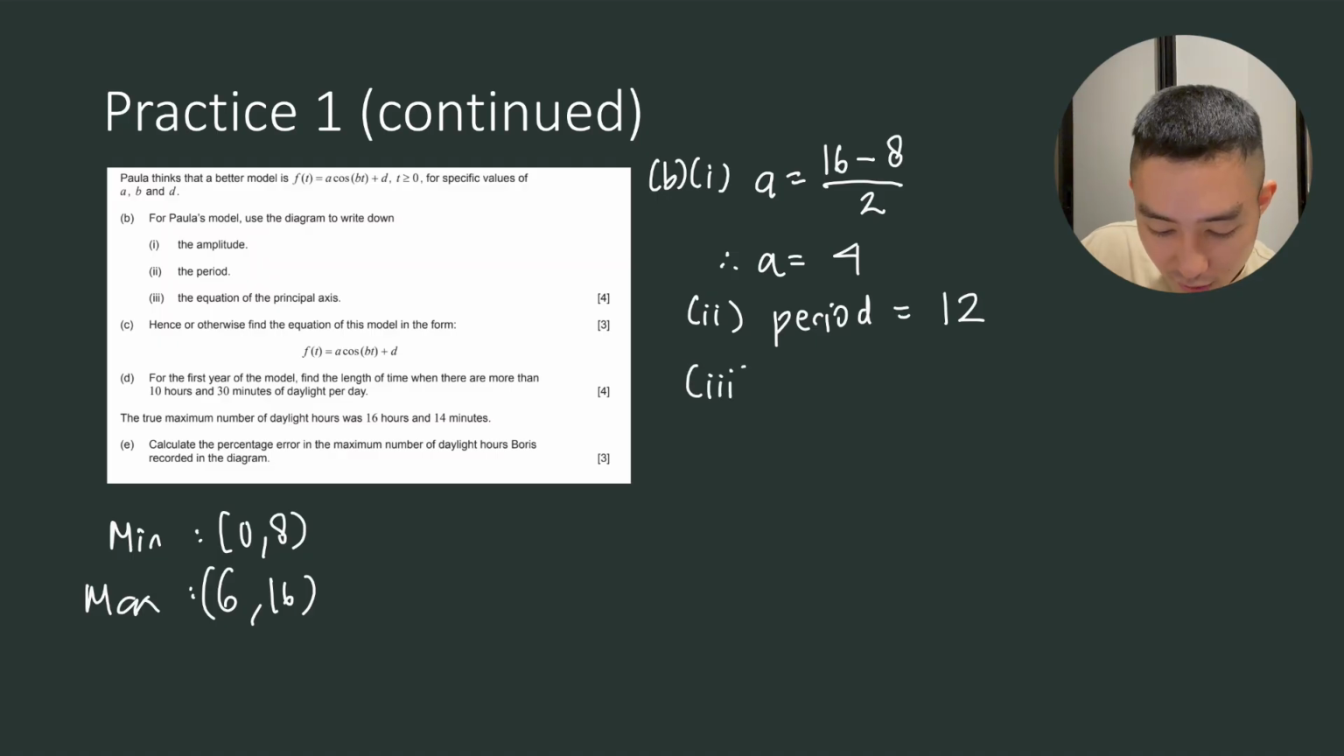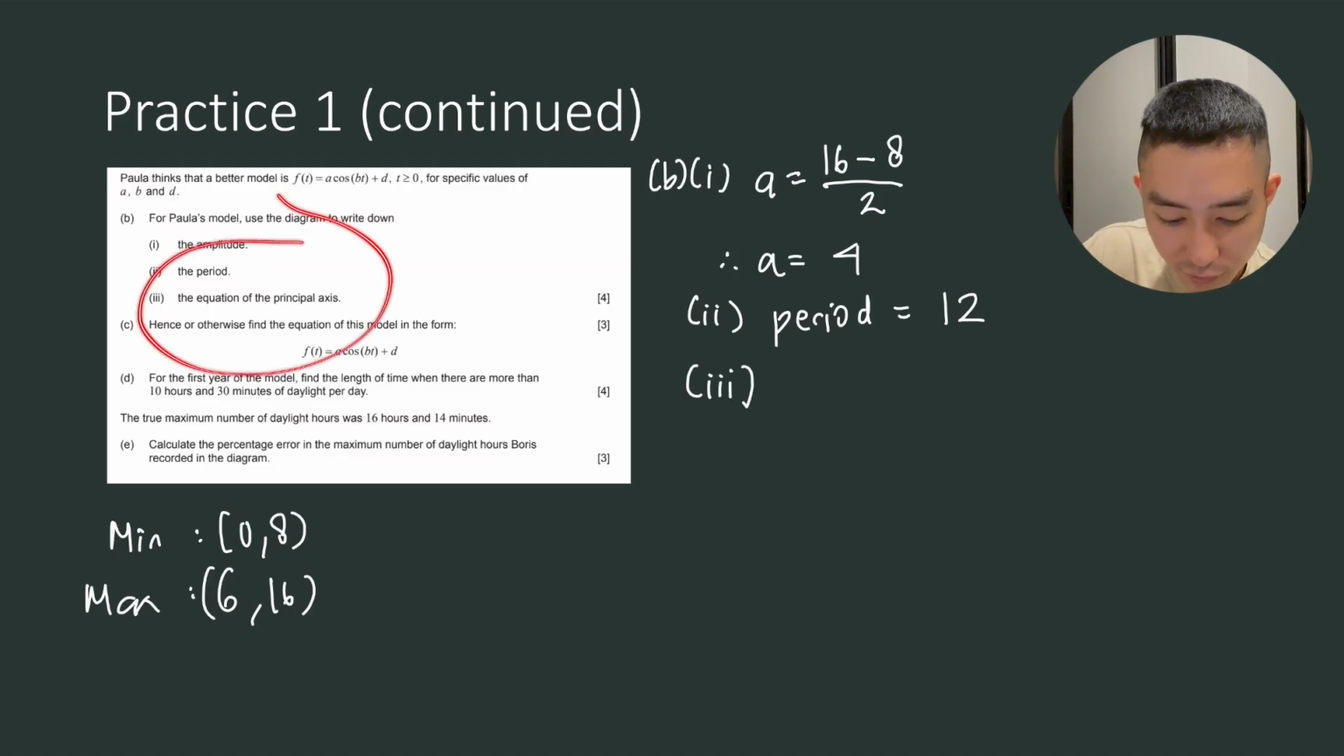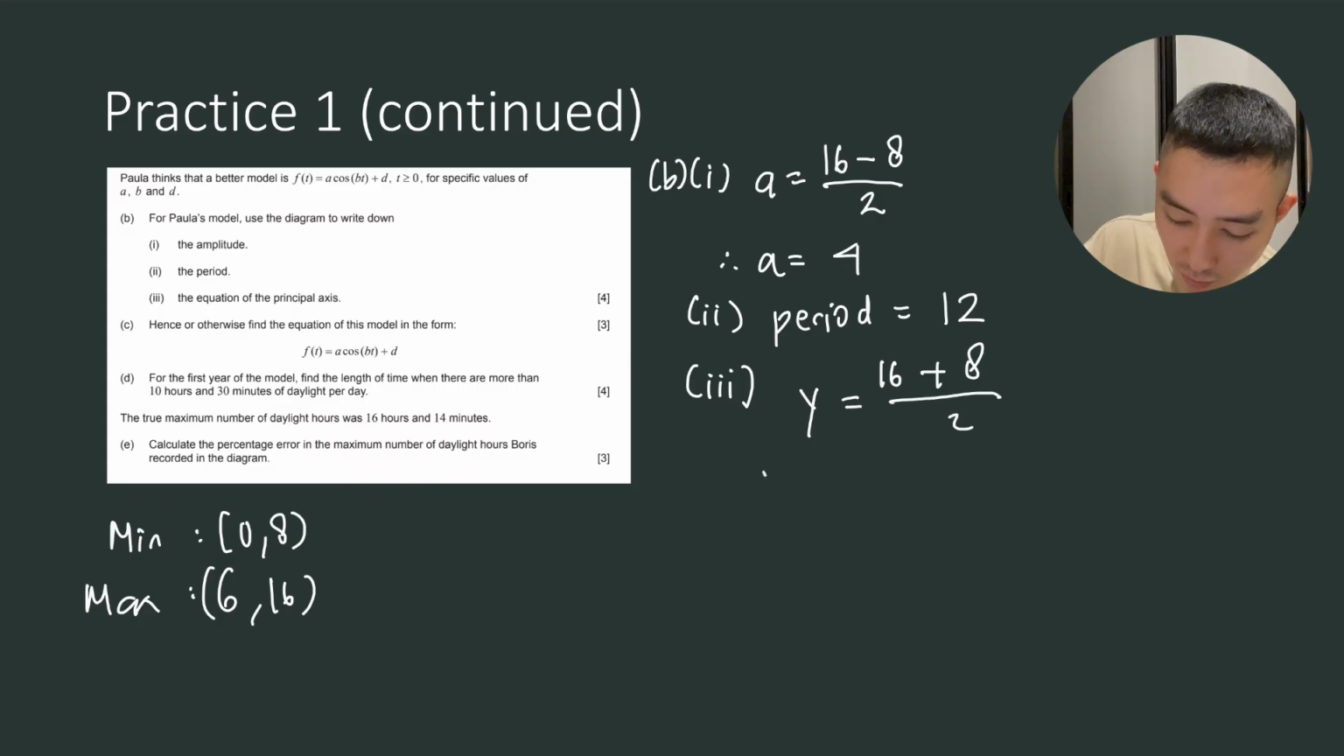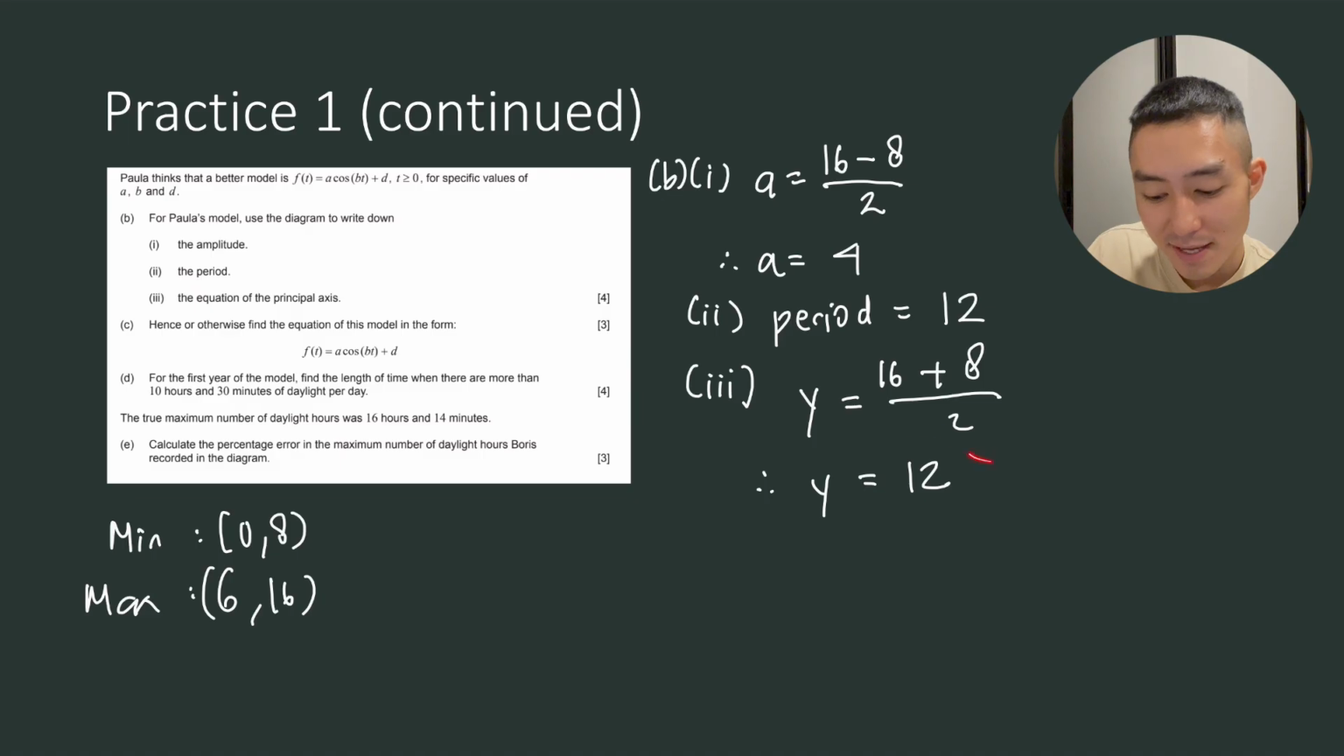Another part is we need to find the equation of the principal axis. So the equation is y equals the y max, which is 16, plus the y minimum, which is 8, over 2. So the equation is y equals 12. This means that the D value is also 12. Remember that the principal axis is in the form of an equation, so you need to always write down the y equals.